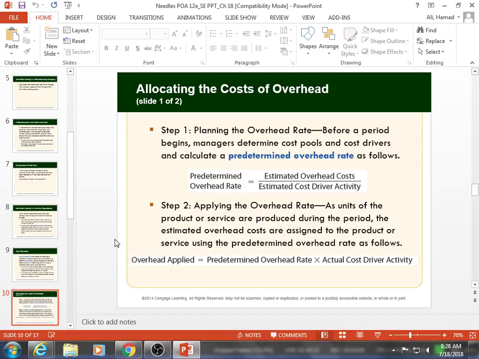So the second step is to apply that rate. The first step is to find the rate: predetermined overhead rate equals estimated overhead cost divided by estimated cost driver activity. Once you find that rate, then you apply it. That will give you the estimated overhead. But that estimation can be over or underestimated.